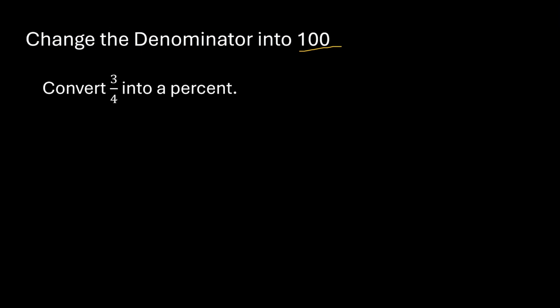Our second method is much faster when possible. Instead of converting the fraction into a decimal, we change the denominator directly into 100. Remember, percent means out of 100. So once the denominator becomes 100, the numerator becomes the percentage.